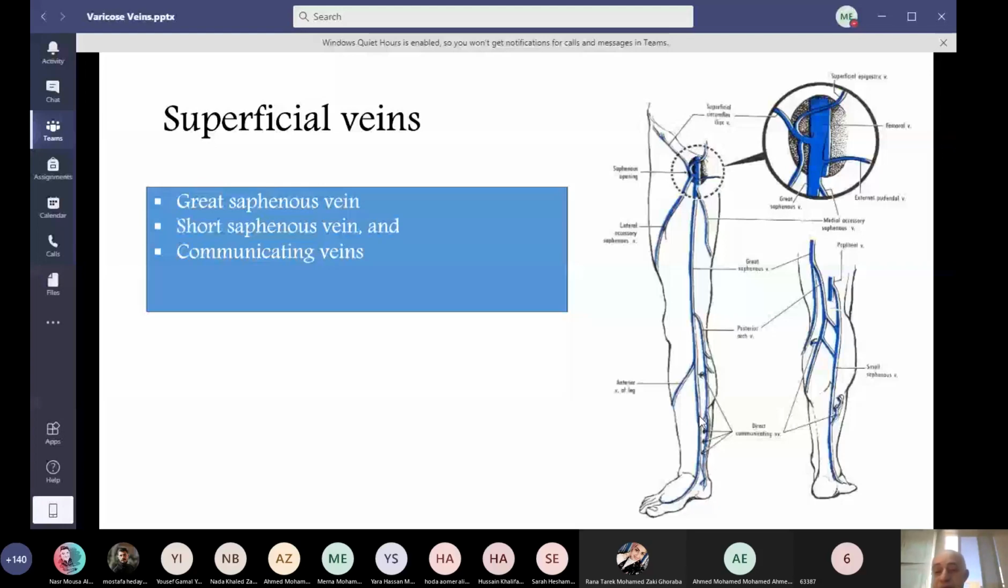it ends by joining the common femoral vein at the saphenofemoral junction, which is situated 4 centimeters below and lateral to the pubic tubercle. This site is protected by a valve which allows the passage of the blood from the great saphenous vein to the common femoral vein, and it prevents the passage in the opposite direction.